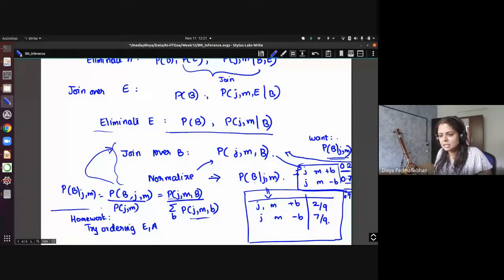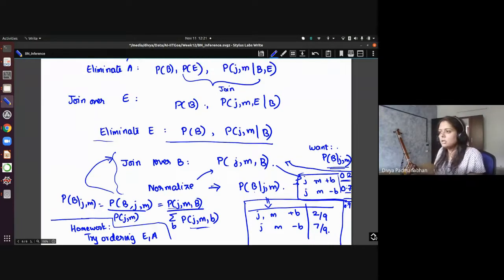So as I suggest, all of you try this out with this ordering, where you join over E and then you join over A, and finally you will get a table in the end. You get some set of factors, and from that you again try to compute B given J. So just try this out.